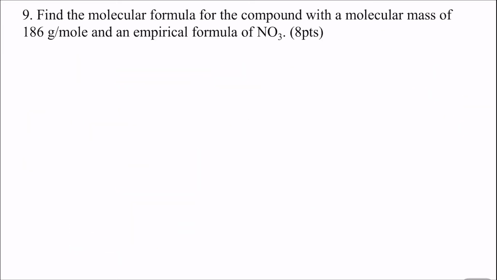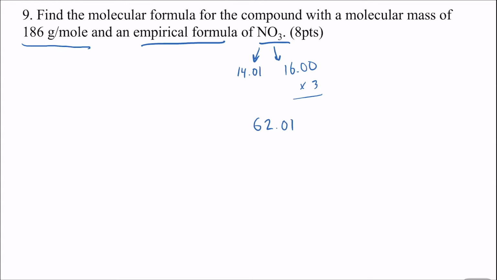Okay, number 9, it says find the molecular formula for the compound with a molecular mass of 186 grams per mole and an empirical formula of that. Okay, so the first thing you need to do is figure out the molecular mass for this empirical formula. So nitrogen is 14.01, oxygen is 16.00 times 3. So when we do the math for this, we're going to end up with about 62.01 grams per mole.